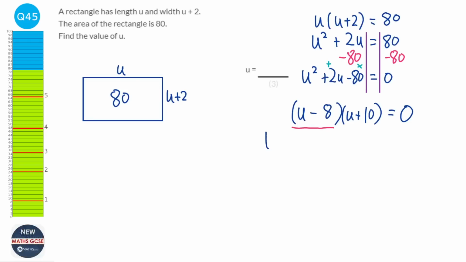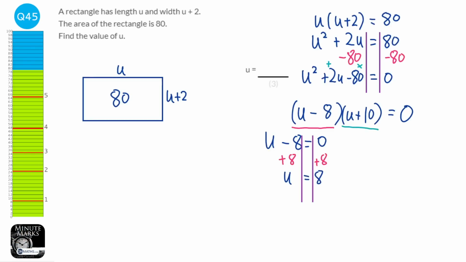Let's just do this in normal colour. So u minus 8 equals 0, and let's solve that. We're going to add 8 both sides, and we've got u equals 8. And we're going to do the same for this right hand bracket, so u plus 10 equals 0. Take away 10 both sides, so u equals minus 10.